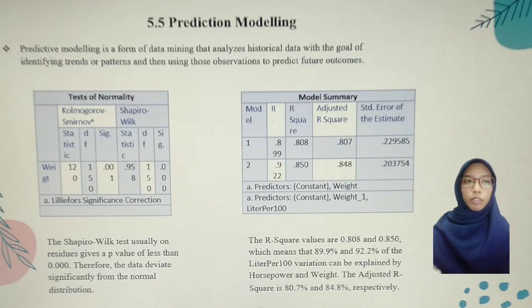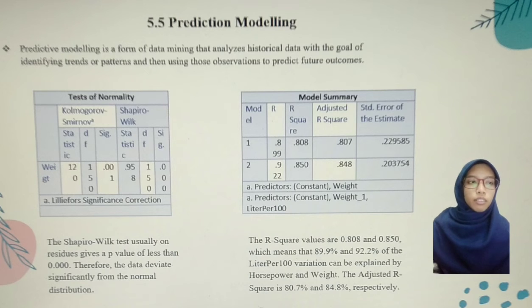This slide is about 5.5, prediction modeling. Predictive modeling is a form of data mining that analyzes historical data with the goal of identifying trends or patterns and then using those observations to predict future outcomes. The first is the test of normality. The Shapiro-Wilk test on residuals gives a p-value of less than 0.000. Therefore, the data deviate significantly from the normal distribution.